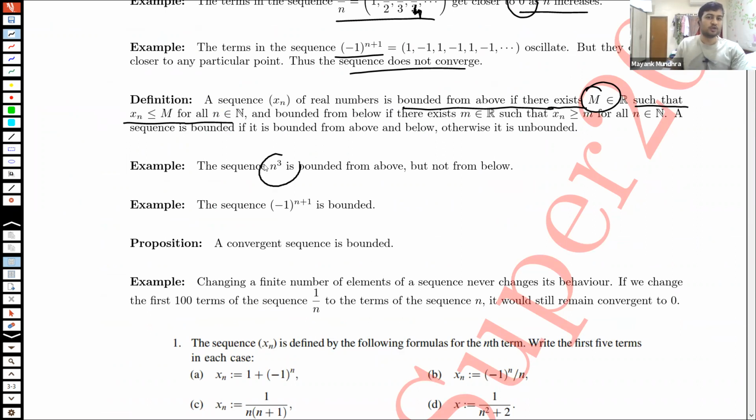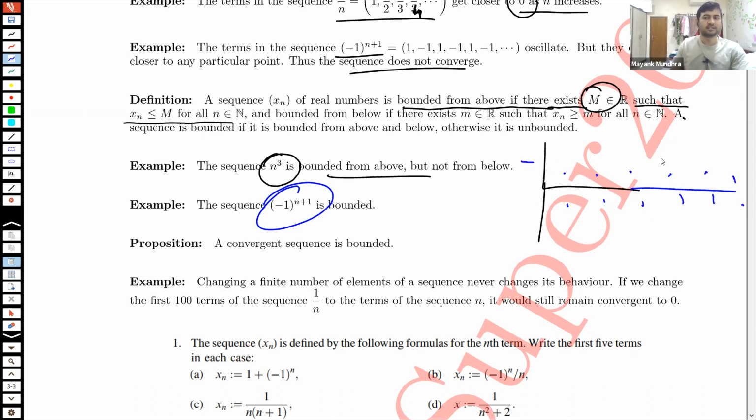So the sequence n cube is bounded from below, but not from above, obviously. The sequence n cube will look like this. Nothing goes below 0, below 1 actually. So this has a bound below. Then (-1) to the power n plus 1 is also bounded. It goes nowhere. It will be -1, 1, 1, -1, and like this. So this is bounded above as well as bounded below. So this is bounded.